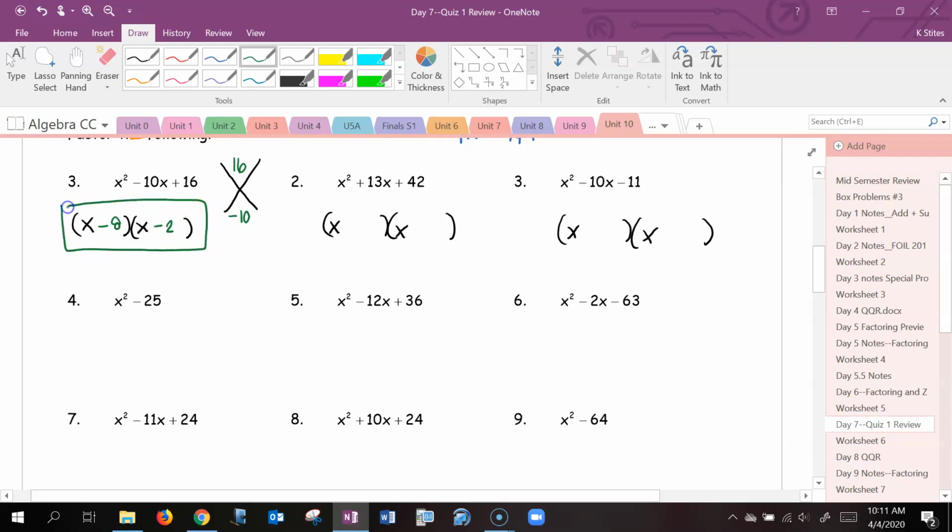Do not solve this. Okay, this is done. You were not asked to solve, you were asked to factor. So this is factoring. Do not set it equal to 0. Do not tell me x equals 8 and x equals 2. Nope, nope, nope. You only do that when there's an equal 0.